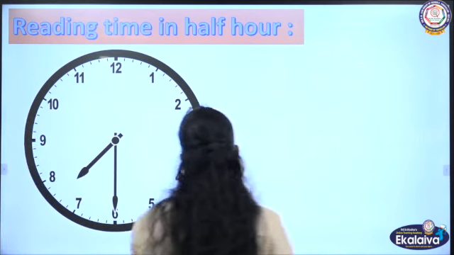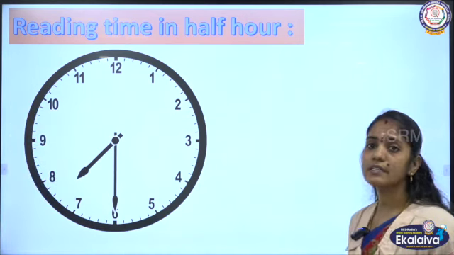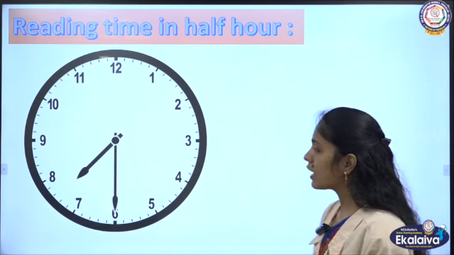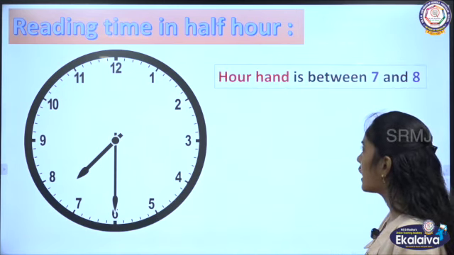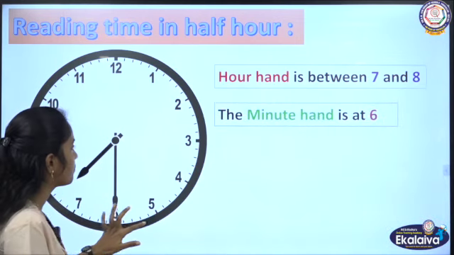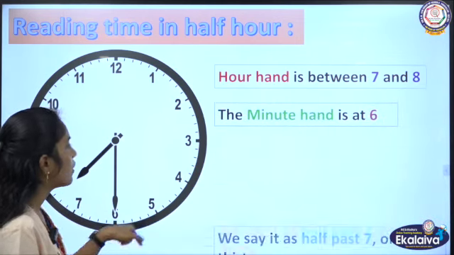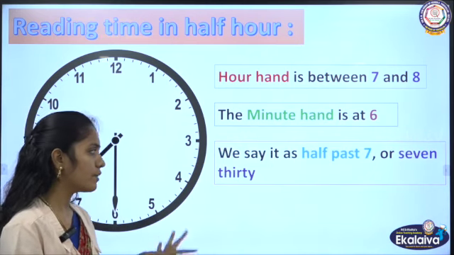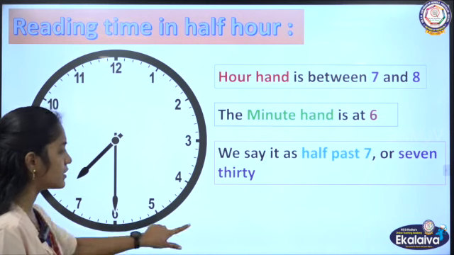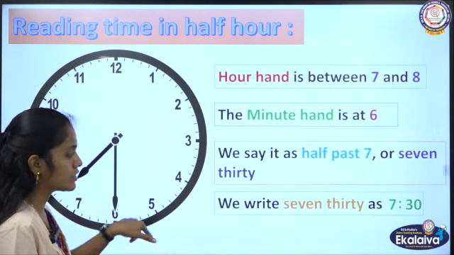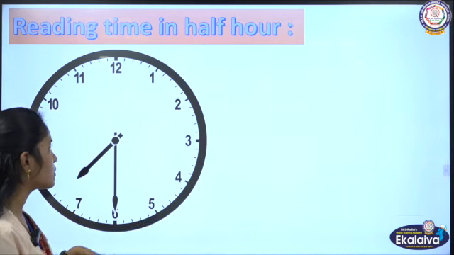Children, now I will teach you how to read time in half hour with this clock. Here, the hour hand is between 7 and 8. The minute hand is at 6. We say it as half past 7 or 7:30. We write 7:30 as 7:30. I repeat once again.